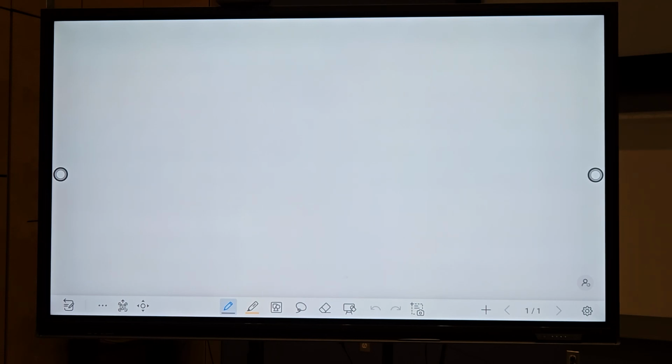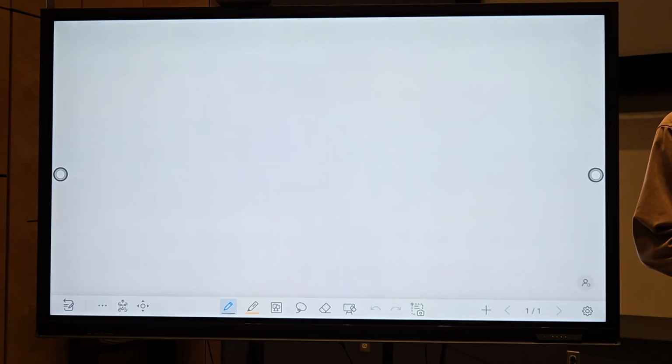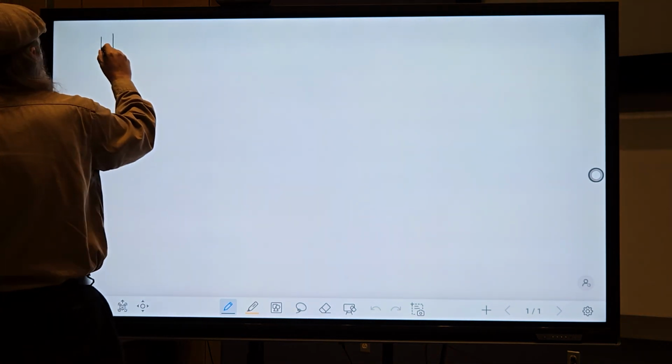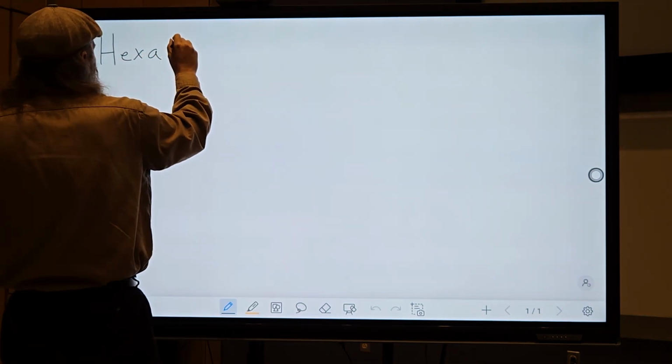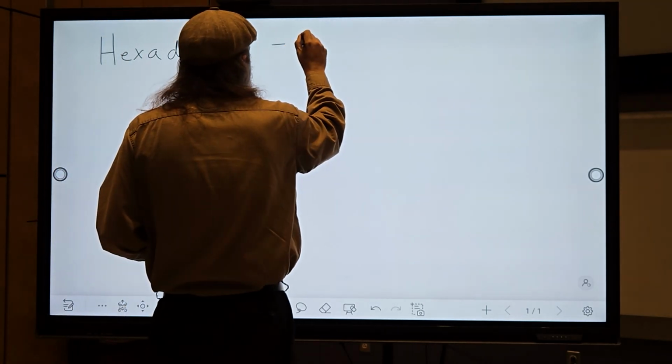When last we left off, we were talking about the number systems. In particular, we covered the decimal system, which we use every day, and the binary system, which is used by computers because of the two states that it can be in, 0 or 1. Today we're going to talk about hexadecimal, which is base 16.